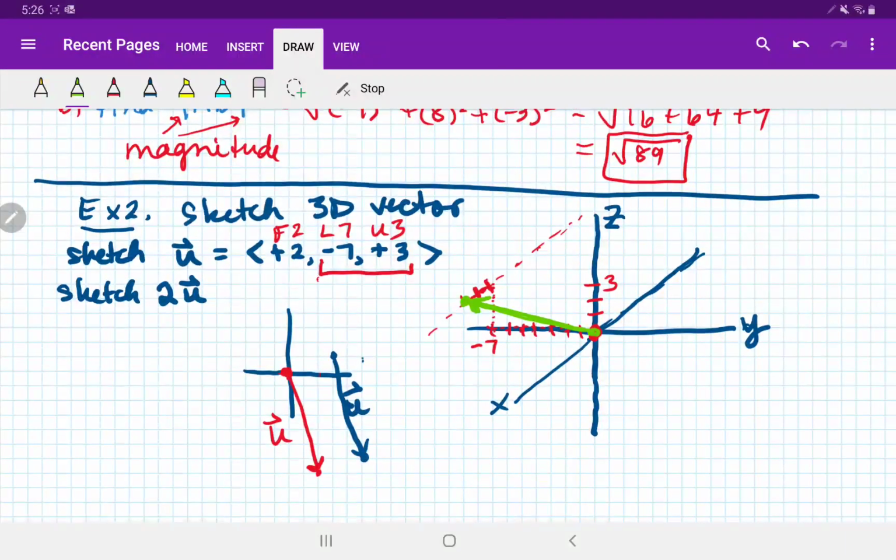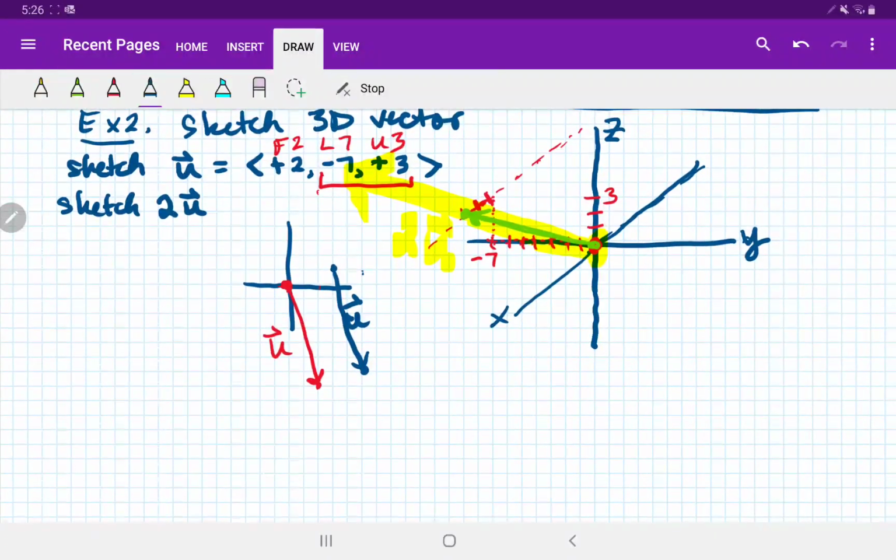Sketch 2u. So what would 2u look like? Well, 2u would be the same, and you could draw it either on top of it, or you could start from somewhere else and do it at the same angle. So here, and then I want to do 2 of them. The only thing is you have to make sure that you put your arrow at the end and your starting point at the beginning. So that would be 2 vector u. 2 vector u would be my highlighted one.